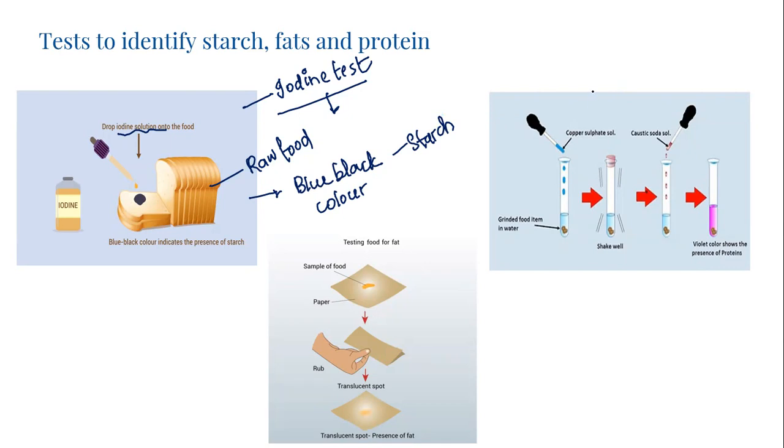Apart from that, if I have to determine the presence of protein, what we are going to do is take the food item. As you can see over here, we have ground the food item in water. Then we take it in a test tube, add a few drops of copper sulfate solution, and shake it well by closing the test tube. Then we add caustic soda to the test tube.